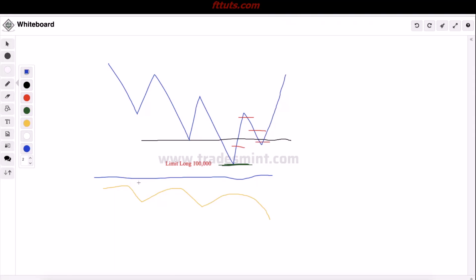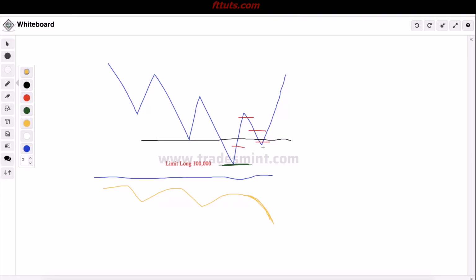What this is telling us is that these shorts coming in here and causing the CVD to get lower and lower are marketing in, and CVD is only showing us market shorts. Each one of these red lines represents a market short order. These are not greater in quantity than this $100,000 limit long.